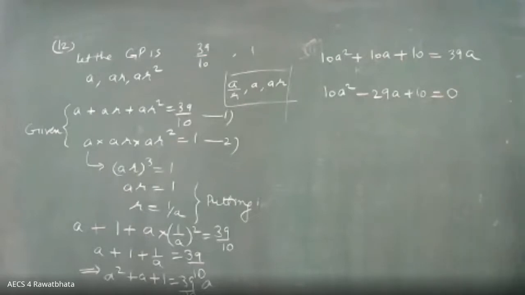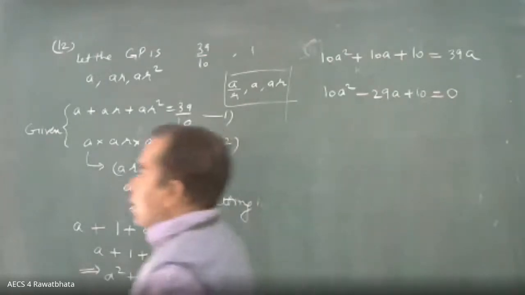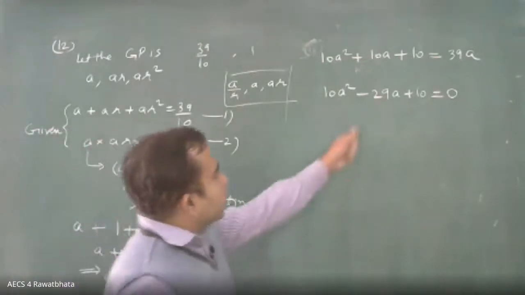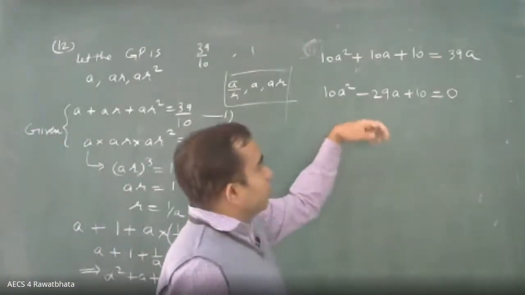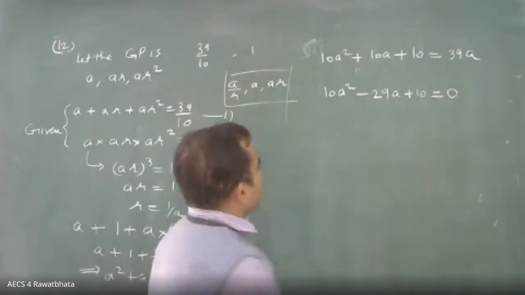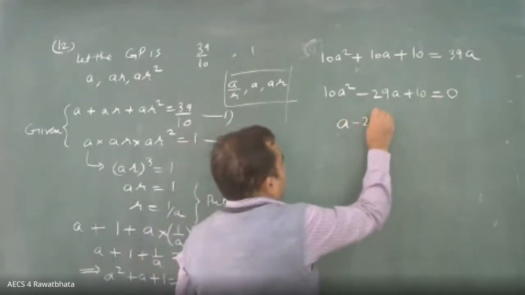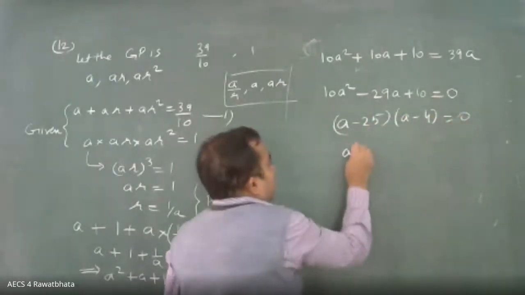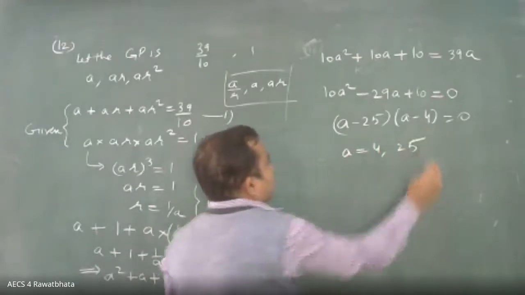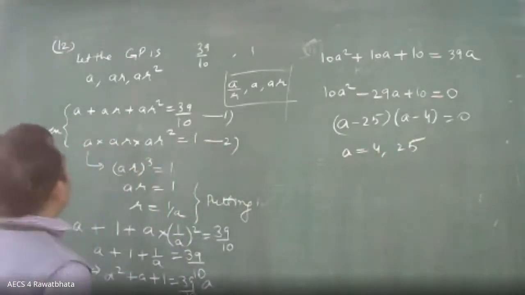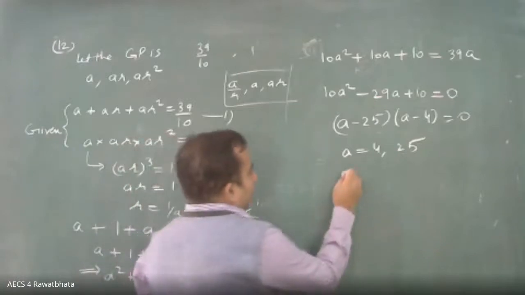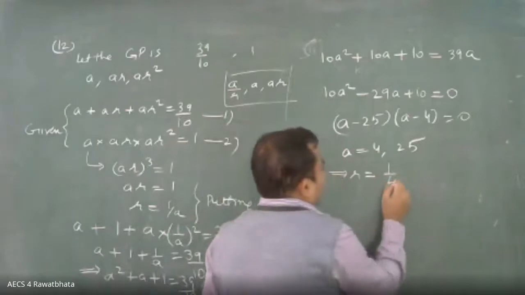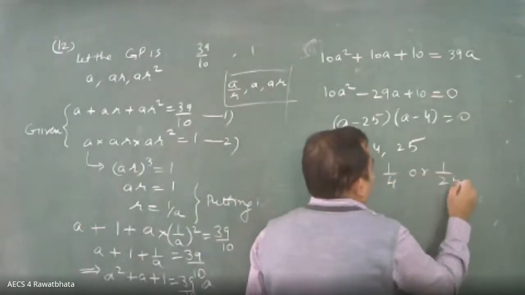Factorize. What should be the factorization, students? Can you see? 25 plus 4 is 29, correct? And 10 into 10 is 100, and 25 into 4 is 100. Correct. Absolutely right. So the factors give a equals 4 or 25. Both numbers are acceptable. So r is 1 upon a, so either r equals 1 upon 4 or 1 upon 25.